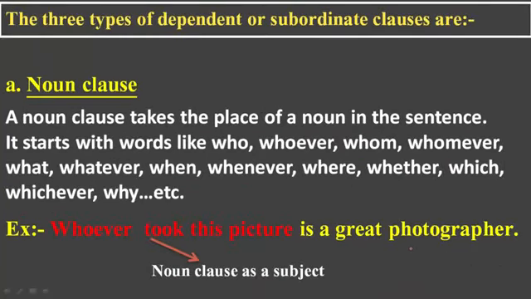Moving on, there are three types of dependent or subordinate clauses. First one, noun clause. A noun clause takes the place of a noun in the sentence. It starts with words like who, whoever, whom, whomever, what, whatever, when, whenever, where, whether, which, whichever, why, etc. Example, whoever took this picture is a great photographer. Here you can see the noun clause acts as a subject.